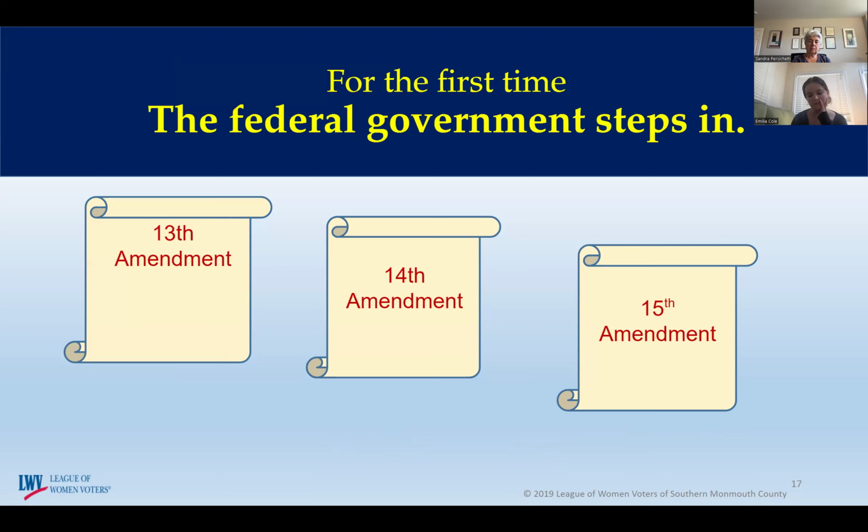Freeing nearly 4 million formerly enslaved people left some really important questions. One of those was, what rights did the newly freed African Americans have? And were the formerly enslaved people citizens? And if they were citizens, could they vote? So 3 constitutional amendments answered those questions.